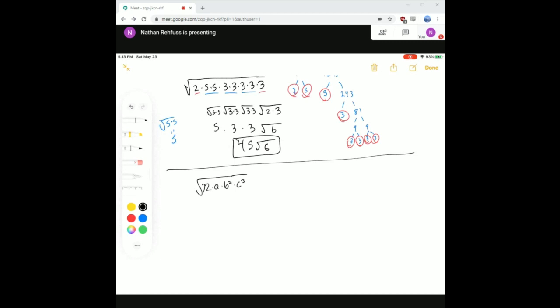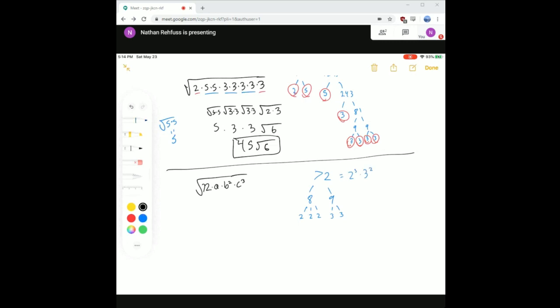I'm going to make a factor tree for 72. I might recognize its factors. I know we did it a minute ago, but 72 is 8 times 9. 8 is 2 times 2 times 2. 9 is 3 times 3. So 72 is 2 cubed times 3 squared.